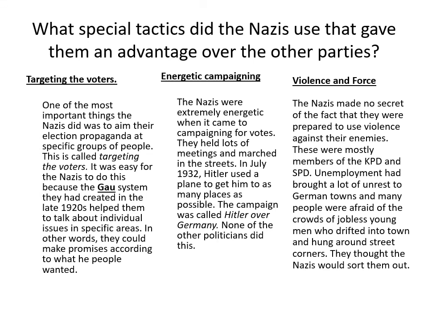And finally, violence and force. The Nazis made no secret of the fact that they were prepared to use violence against their political enemies. These were mostly members of the KPD, the Communist Party, and the SPD, a socialist party in Germany. Unemployment had brought a lot of unrest to German towns, and many people were afraid of the crowds of jobless young men who drifted into town and hung around street corners. So they felt the Nazis with their SA, their paramilitary organization, would sort them out.